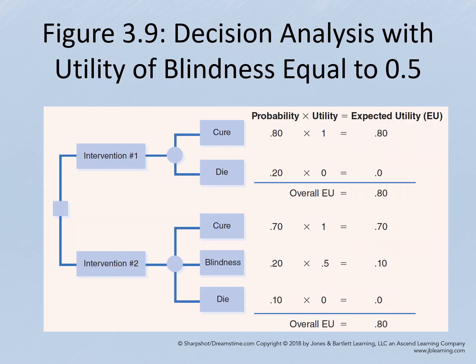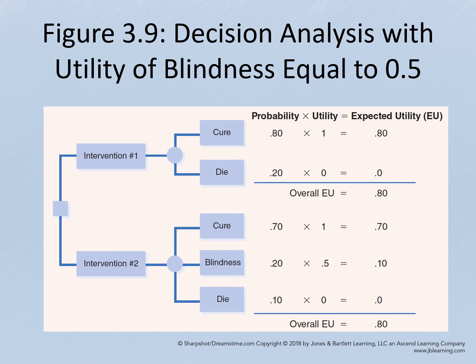So now we're looking at cure, at the probability of 0.80 times utility. We said that utility ranges from 0 to 1. So the utility of 1 or 100% gives an expected utility of 0.80. 0.80 times 1 makes it 0.80. And then die, probability of 0.20 times 0. When you die, the utility is 0. Immediate death is 0. So that makes it 0. And then you calculate the total expected utility of intervention 1. That is 0.80.